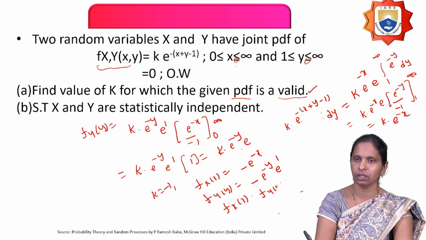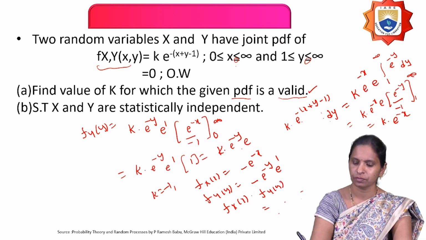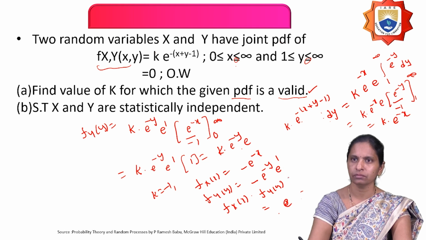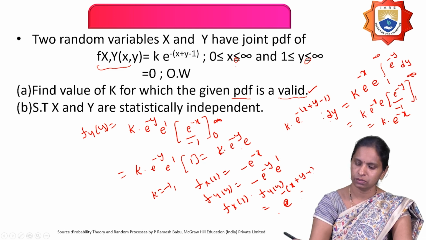fx of x into fy of y is equal to what? e power, and here if you take minus common, then what can you obtain here? x plus y minus 1. So what is the k value here? k equals minus 1.